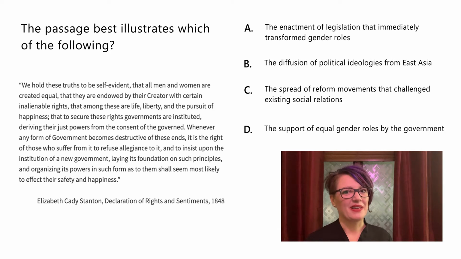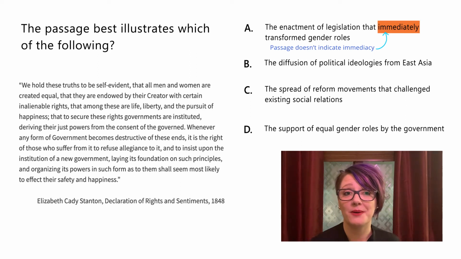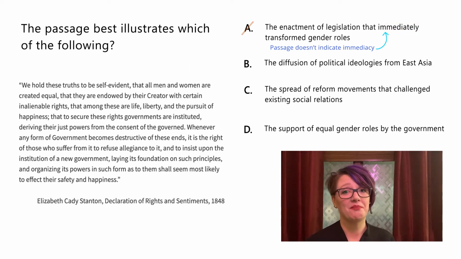This is pretty broadly worded, which means we can go in armed with a pretty broad understanding of what the document said so that we can eliminate choices as we go. Remember, we know that the document spoke to the need for gender equality. Great. So if we look at choice A, the enactment of legislation that immediately transformed gender roles, well, this passage can't illustrate that because we have no sense of immediacy. And if we think about our background knowledge, we also know it took quite a while to get some of the equality that Elizabeth Cady Stanton argued for. Thus, let's get rid of choice A.